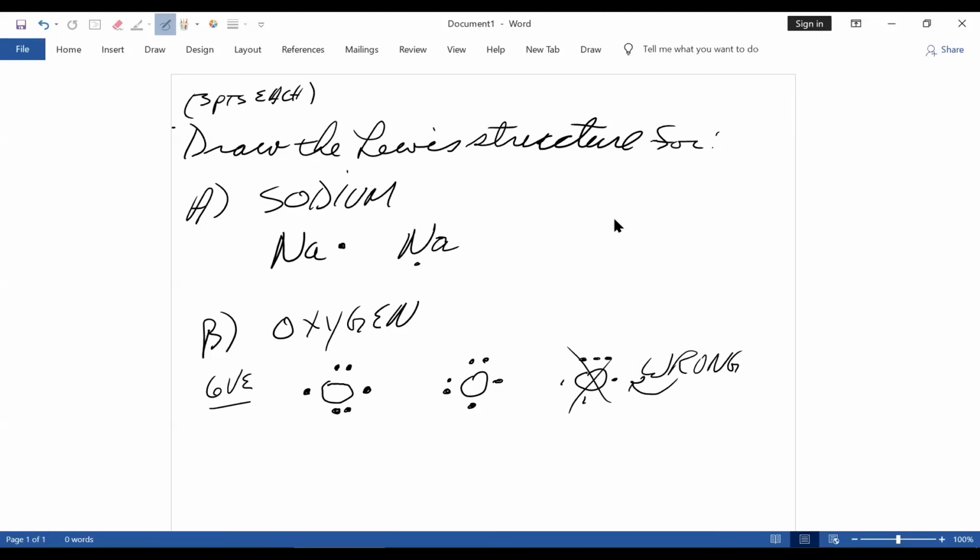because notice you have 3 dots on a side. You can never have more than 2. And you put 1 dot on one side before you double up. And that's the Lewis structure for oxygen.